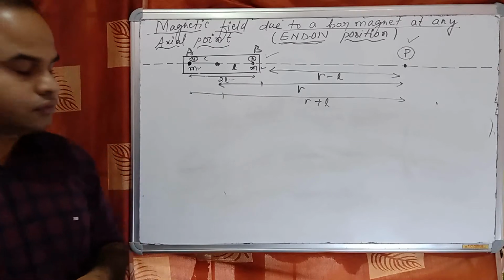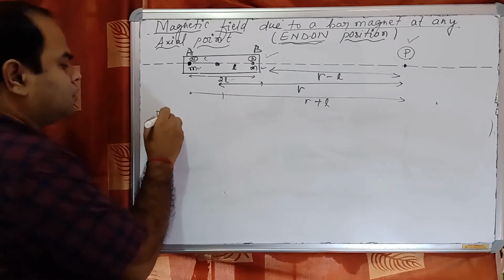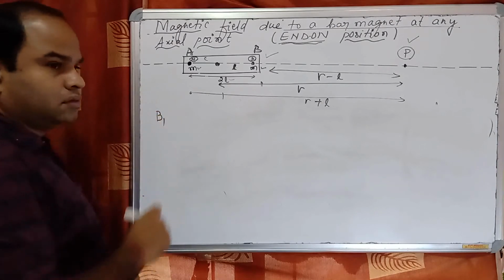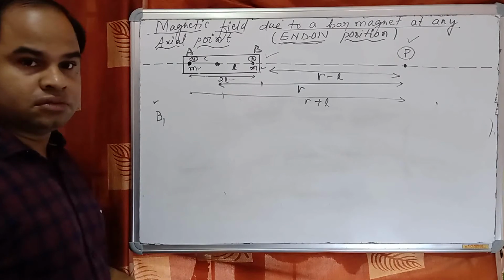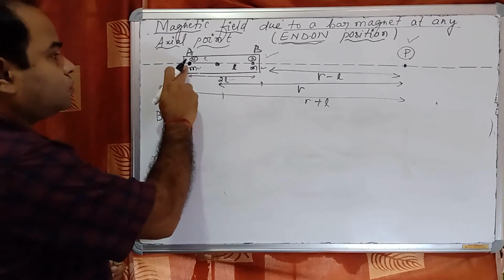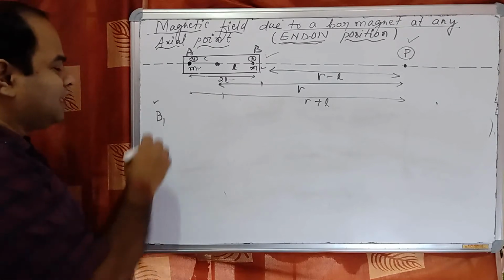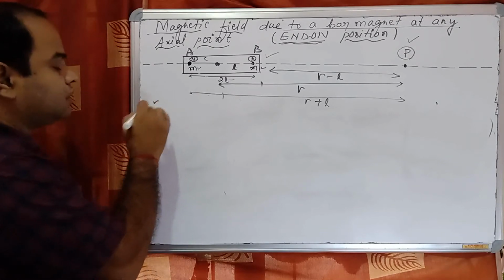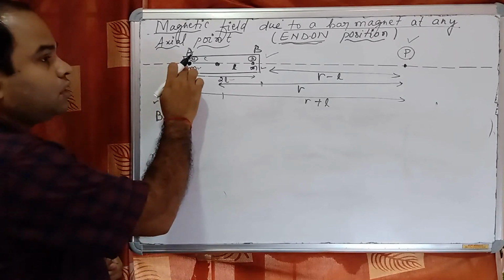So let us say B1 is the magnetic field produced by the north pole at point P.